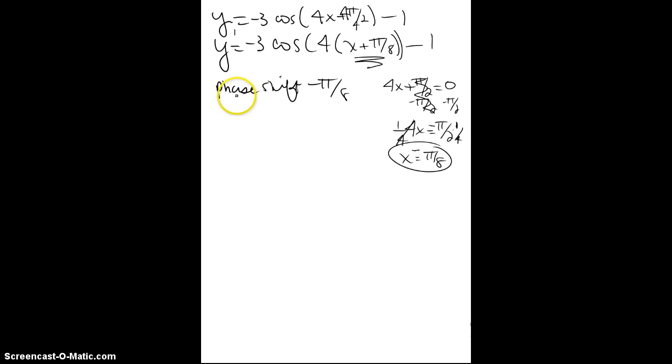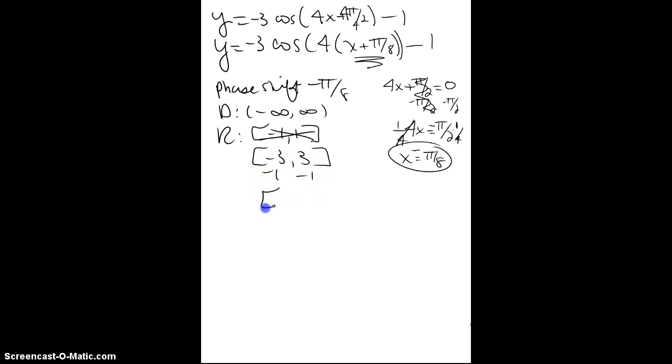The other thing that's important is we know domain, that's fine. All reals, that's not really going to help us at all. But the range of the normal function is this. And you can see that the amplitude is 3, so that's going to change that to that. We're just going to multiply by 3. But then there's also a vertical shift of a negative 1, so that's going to shift that also. So I know that the new range is going to be this. All right, so that's going to help me quite a bit also.